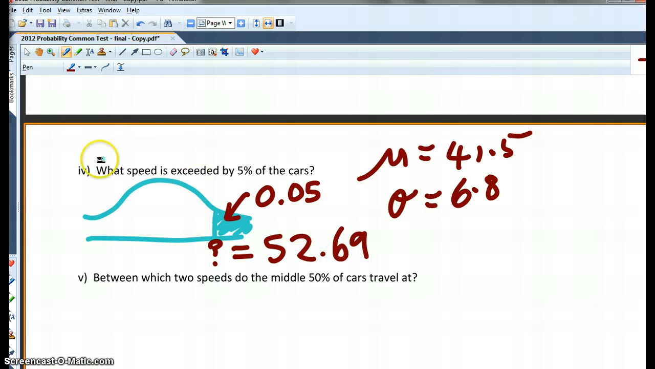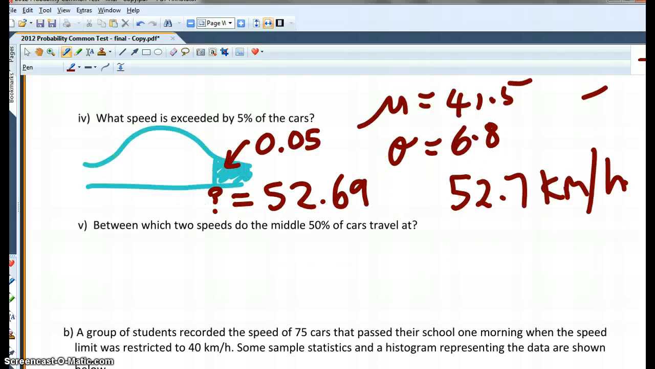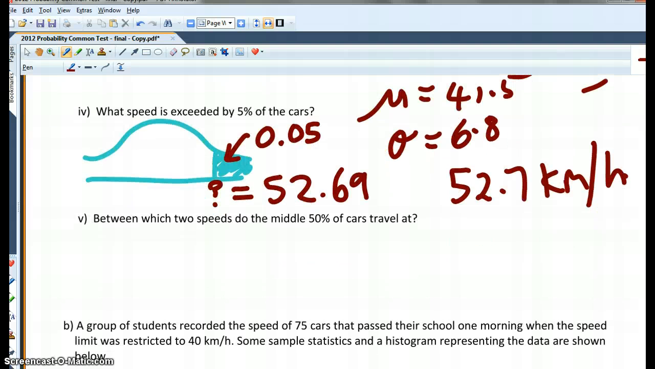So what does that mean? What speed is exceeded by 5% of the cars? Well, 52.7 kilometres per hour is exceeded by 5% of the drivers. The next one is also set up for people with calculators. Very tricky without the calculators. If you want to do stats next year, you just have to buy a calculator, end of story.